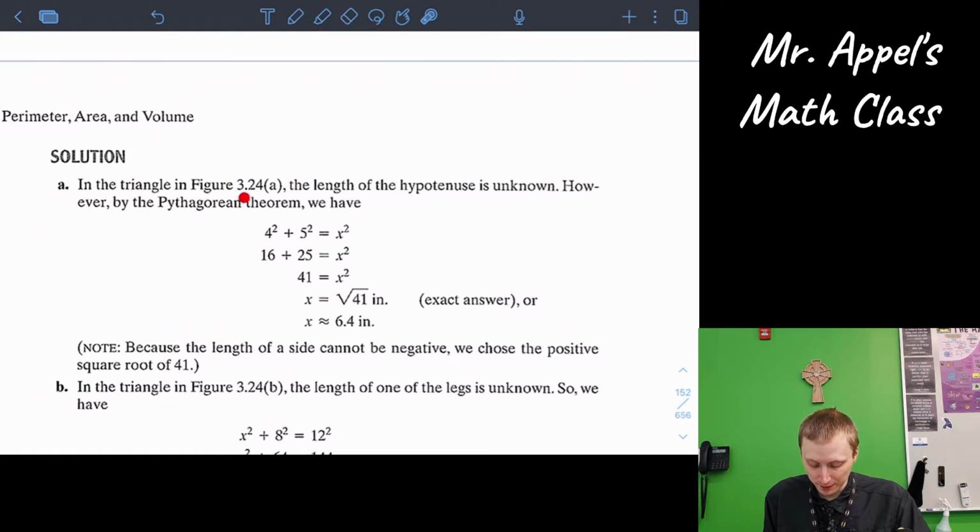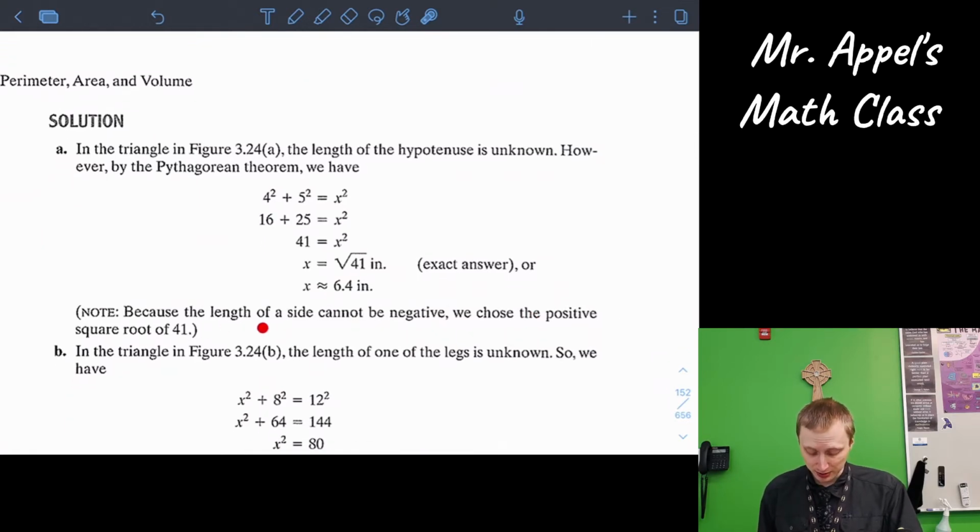In the triangle in figure 24a, the length of the hypotenuse is unknown. However, by the Pythagorean theorem, we have 4 squared plus 5 squared equals x squared. So that would be 16 plus 25 is 41. So x is the square root of 41. That's our exact answer. 41 does not have a perfect square, so it's about 6.4 inches. And do note we're dealing with actual lengths here. Length of a side can never be negative, so we'll always use the positive square root.